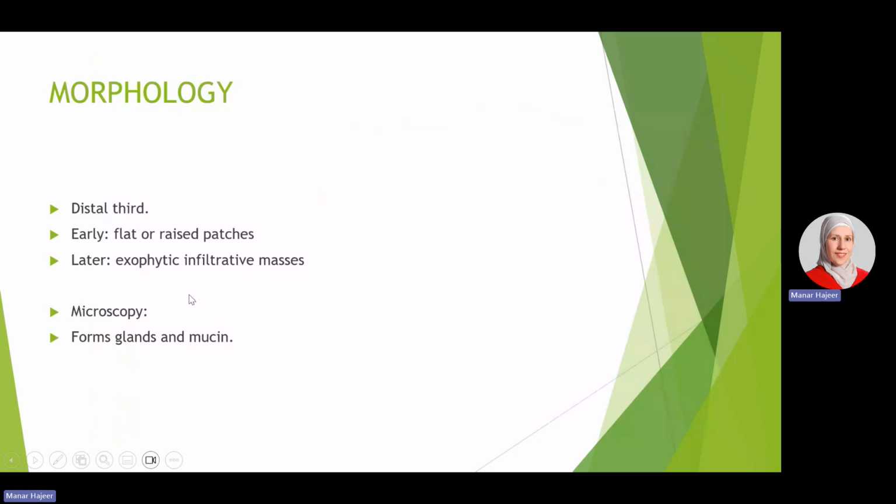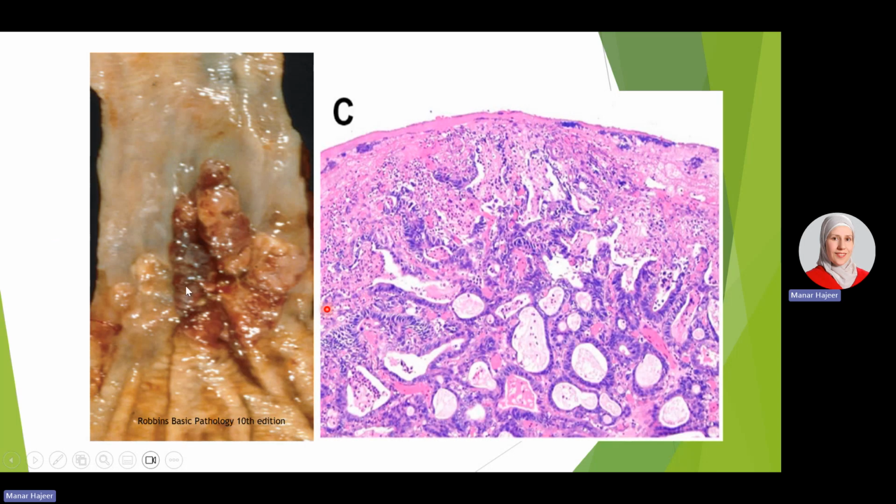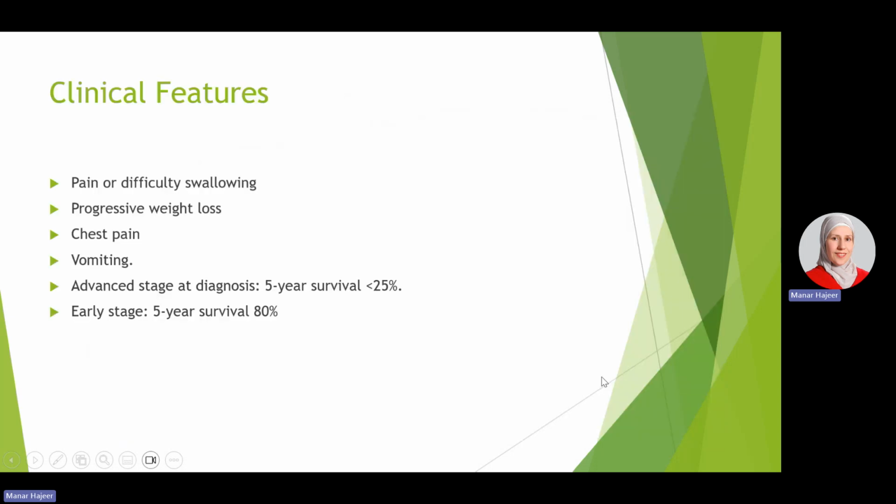Microscopically, these tumors are adenocarcinomas, so they produce glands and produce mucin. As you can see here, this is the mass, an exophytic mass, just at the gastroesophageal junction. This is part of the stomach here and part of the esophagus here. And under the microscope, the diagnosis is established as an invasive adenocarcinoma.